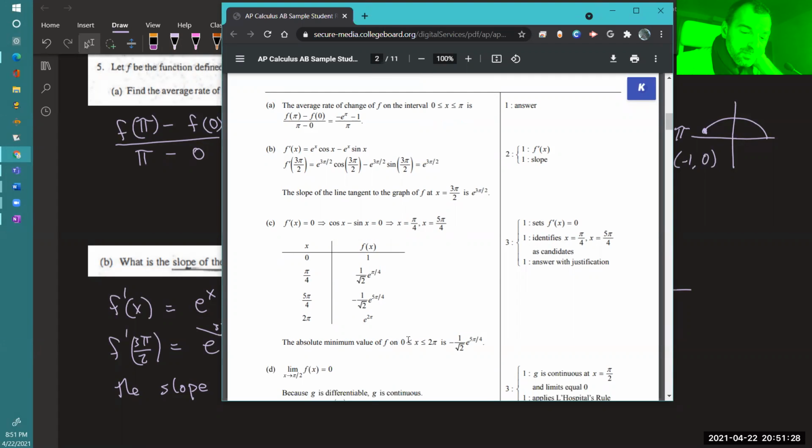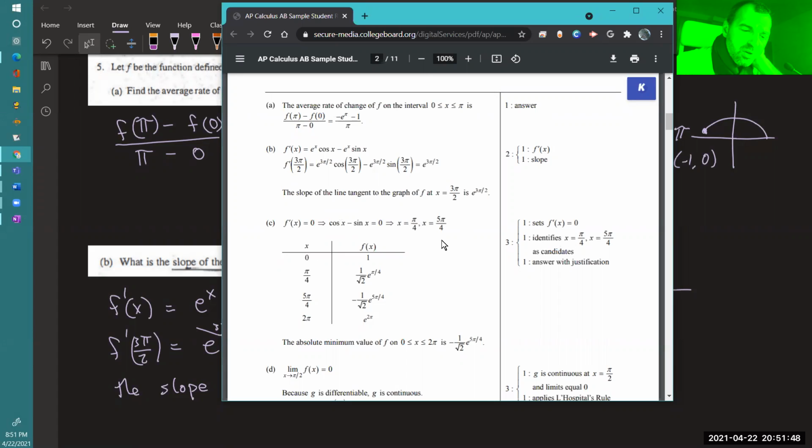So here we go. For part C, they're telling you, okay, look, your derivative needs to be equal to 0. So you solve for that and you get your two answers. Then you have to identify. So those are your candidates. Those are your critical points right there.